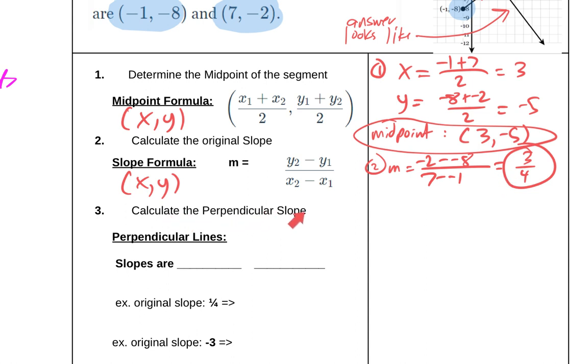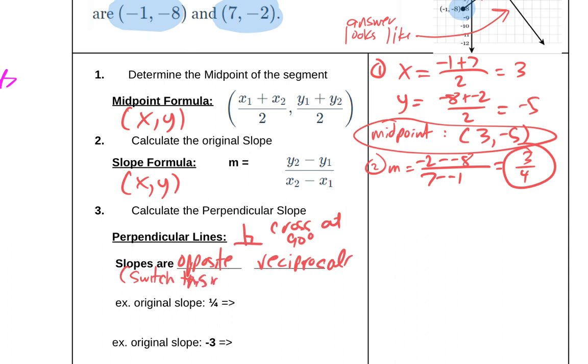All right, next, 3. We're going to calculate the perpendicular slope. Now remember, we said perpendicular lines are like this, right? That means they cross at 90 degrees. All right, so the slopes are opposite reciprocals, right? All right, so we remember opposite means we're going to switch the sign. Okay, and reciprocal means we're going to flip the fraction, right?